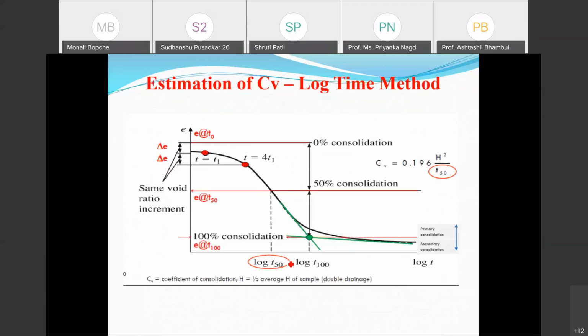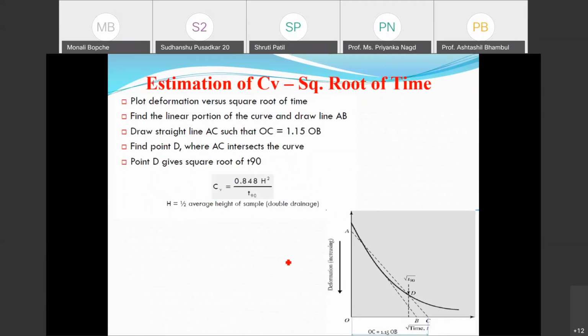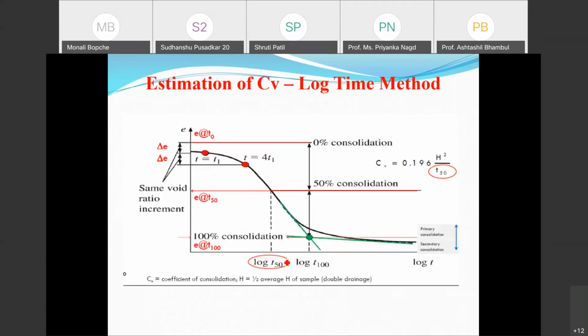Estimation of the coefficient of consolidation: there are two different methods. Once I get P and e, using that stress and void ratio, I can find out Cv by two methods. One is called the log time method, and the other is called the square root of time method. The e will be calculated by the height of solid method, or change in void ratio. So Cv from the log time method is calculated.